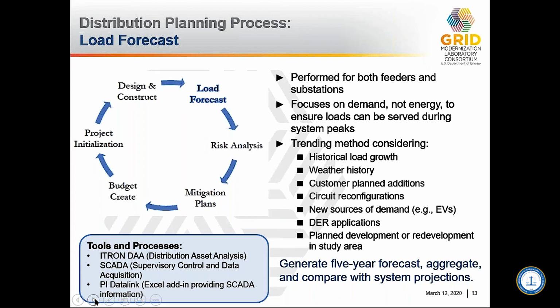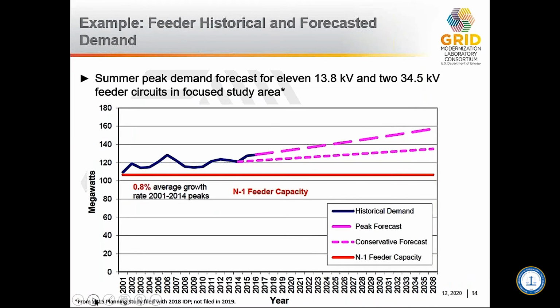So on the next slide, which is taken from the 2016 study that was filed with the 2018 plan, it shows 11 13.8 kV feeders and 2 34.5 kV feeders in a focus study area. The load for those feeders was forecasted into the future to evaluate whether measures need to be taken for circuit overloads. As you can see in the blue trace, historically there was not an issue for the feeder. And then in around 2015, they looked at the load for the previous year and applied a 1% growth rate to get the top dash line and a 0.5% growth rate to get the bottom dash line, which is a conservative forecast, and so projected into the future what the load would look like. Next slide.